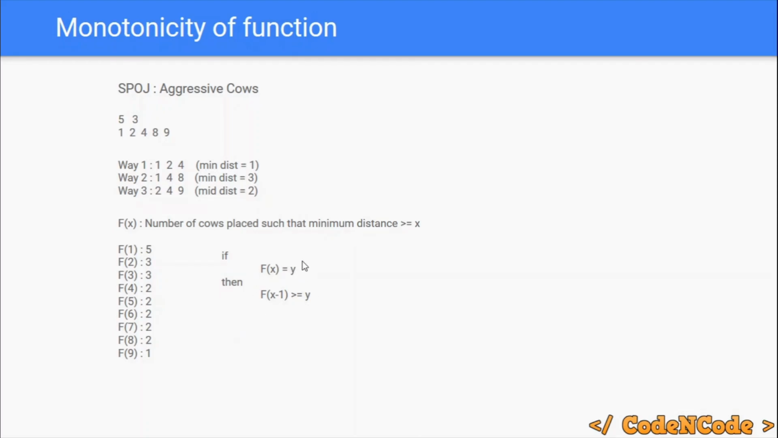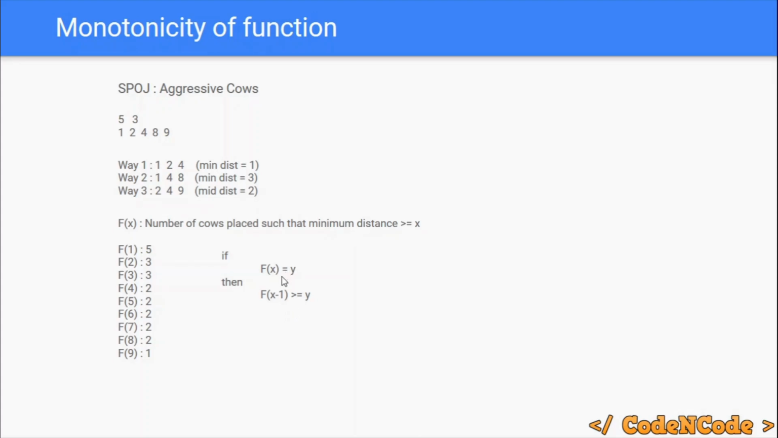Now, how am I so sure? This is literally common sense, but still, if you are able to place y cows such that the minimum distance between them is greater than or equal to x, what makes us so sure that we'll be able to place at least y cows? F of x minus 1 is greater than or equal to y, which means its value f of x minus 1 is at least y. So I'll be able to place at least y cows such that the distance between them is greater than or equal to x minus 1. How is that possible, and how to assure that?